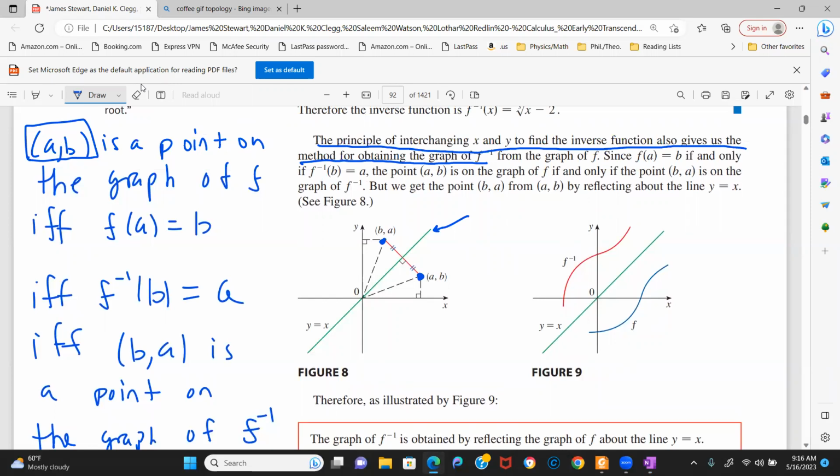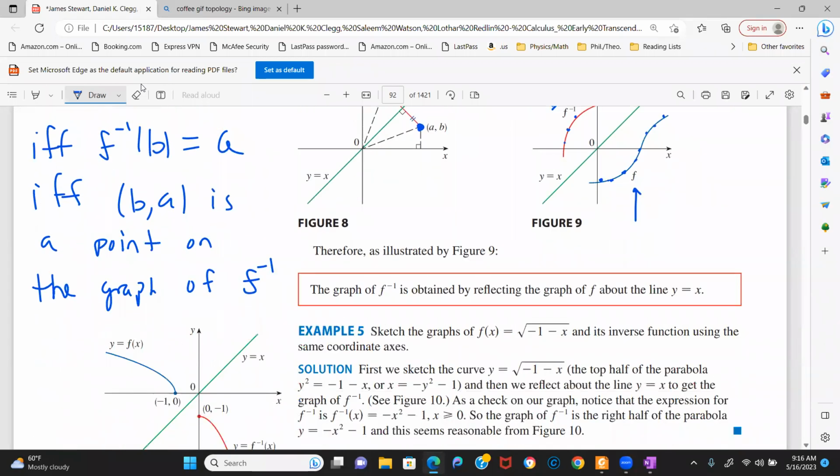x. So if I give you the graph of f, say this blue curve right here, just to get the graph of f inverse, just reflect every point on the graph of f over this diagonal line y is equal to x. So this point gets sent over here, this point gets sent over here, this point gets sent over there. So you just reflect it over that. So here's just a summarization of that. The graph of f inverse is obtained by reflecting the graph of f about the line y is equal to x.